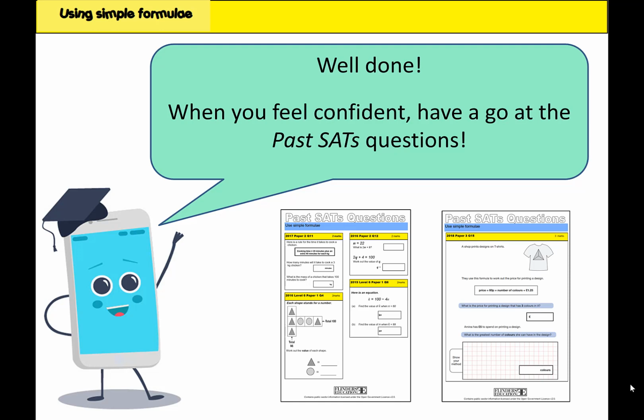Well done, you've completed the activities and the tutorial on using simple formulae. Hopefully you now understand how you can find rules and how you can apply rules and how you can swap letters for numbers. If you're feeling confident, why not print off the past SATs questions so you can have a look at how this kind of math skill has been presented in past tests. Good luck!